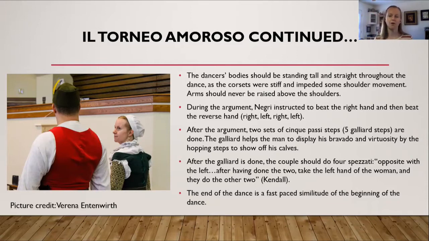After the argument, there are 2 sets of cinque passi steps, and these are 5 galliard steps. The galliard helps the man to display his bravado and virtuosity by the hopping steps that help to show off the calves. After the galliard is done, the couple should do 4 spezzati.